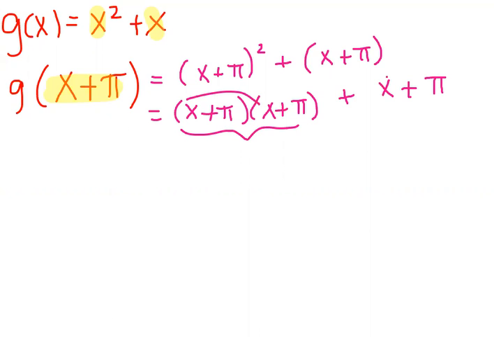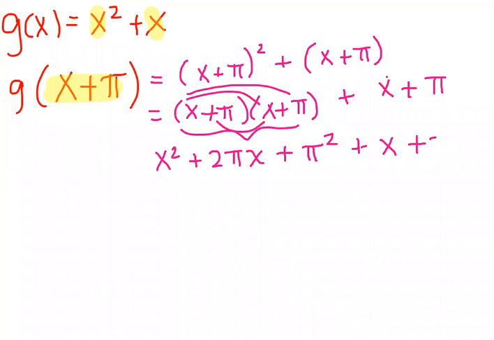So you get x times x is x squared, x times pi, and another x times pi is actually 2 x times pi's. I'm going to do 2 pi x because pi is a number. And then on the end, we'll do plus pi squared. And then we'll add x and we'll add pi.